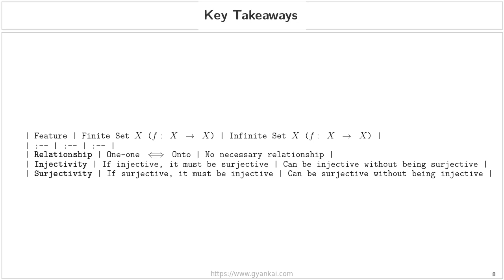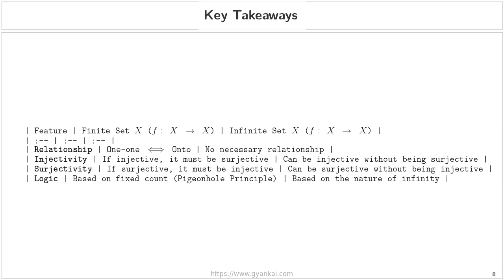Similarly, let's examine surjectivity. For a finite set, if a function is surjective, it must be injective. But again, for infinite sets, a function can be surjective without being injective. This was illustrated by our piecewise function, where multiple inputs mapped to the same output, yet every element in the codomain was still covered.